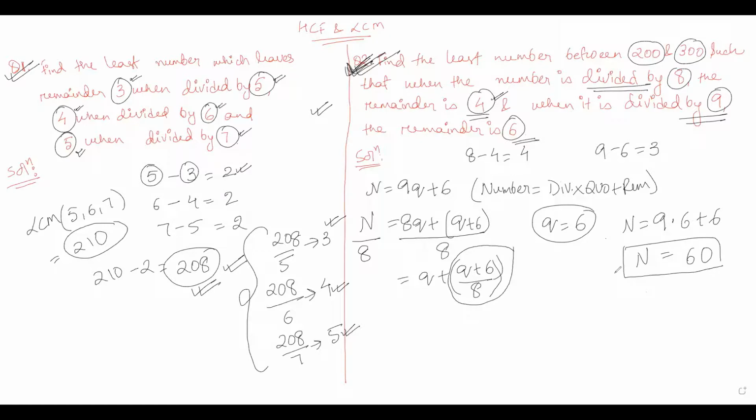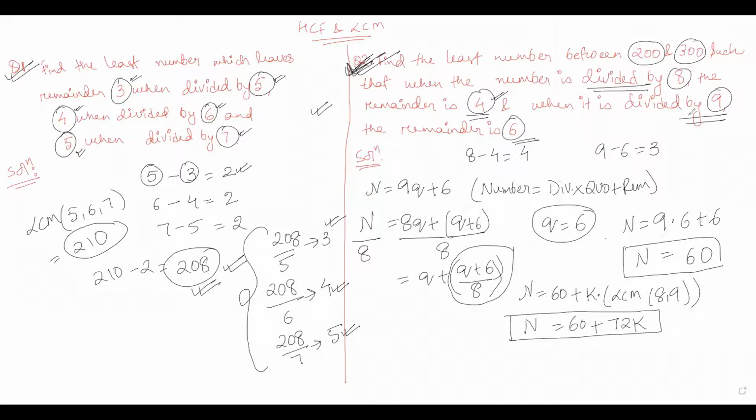But if you want to find the structure of the number which follows this condition, in that case, the structure of the number would be 60 plus some constant, let it be k, times the LCM of 8 and 9. In our case, LCM of 8 and 9 would be 72, so this would be 72k. So that means the structure of the number would be 60 plus 72k.